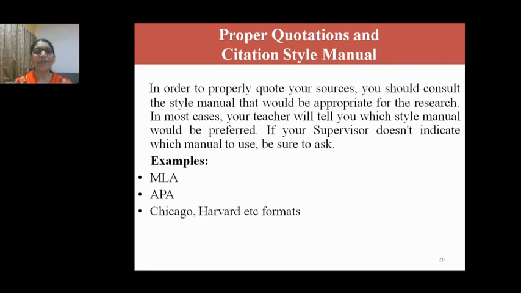There are so many examples of citation style manuals. You can use MLA, that is Modern Language Association. It is preferably used by literature researchers or language researchers. Then APA, that is American Psychological Association, mostly used for scientific research. Then again there is Chicago, Harvard. There are so many formats to be used in citation style manuals. These are the standards to cite our research.